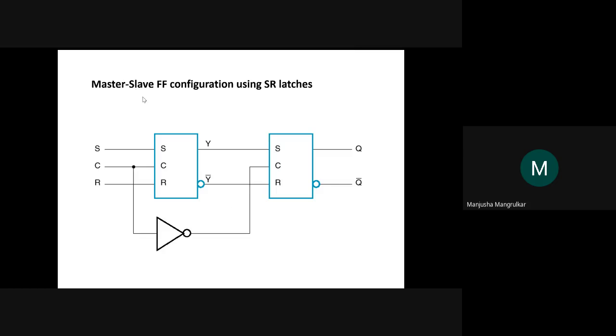Now this is the master-slave flip-flop configuration using the SR latch. It's the same clock, and it gives the output to the other. This is the master flip-flop. This is the slave flip-flop, right? It gives the inverted clock pulse to this. So this is the fixed combination of your master and slave flip-flop. Your master flip-flop will get the direct clock pulse, and your slave flip-flop will get the inverted clock pulse.